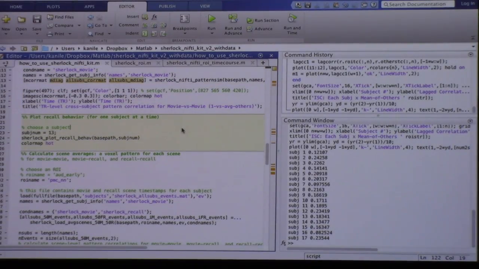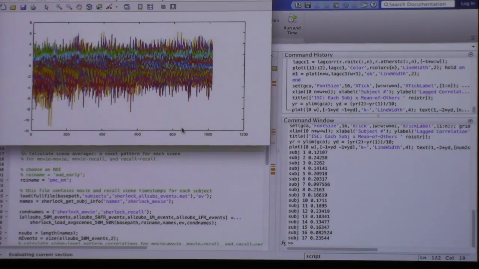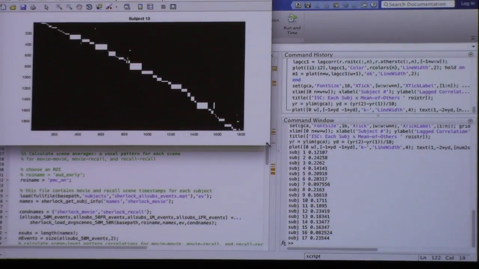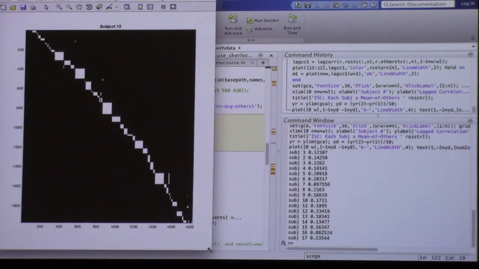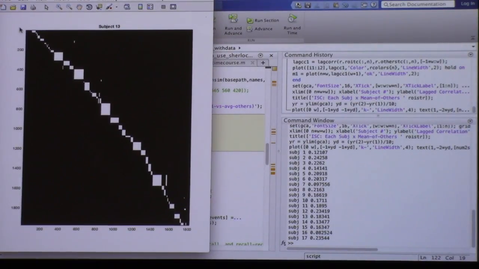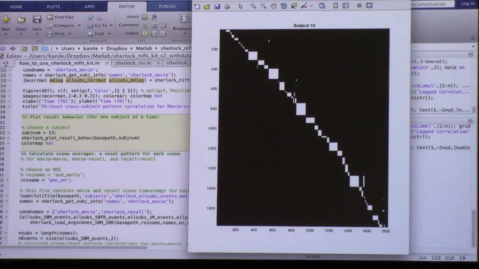Okay, here's a function that plots the recall behavior. These are the diagrams I was showing in my talk, where I should put axis labels on these, sorry. The y-axis is time during the movie, and the x-axis is time during recall. This is our best subject from Sherlock.